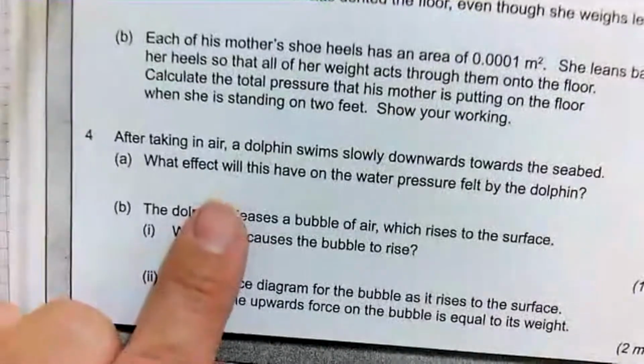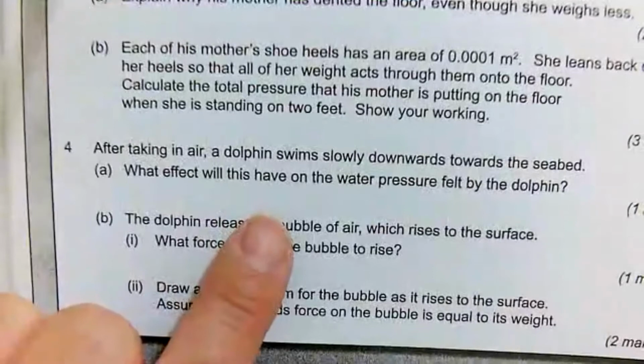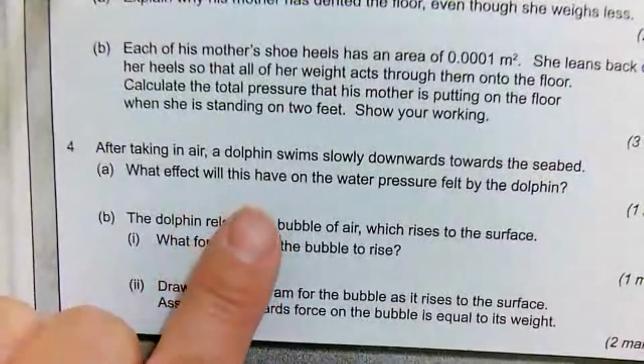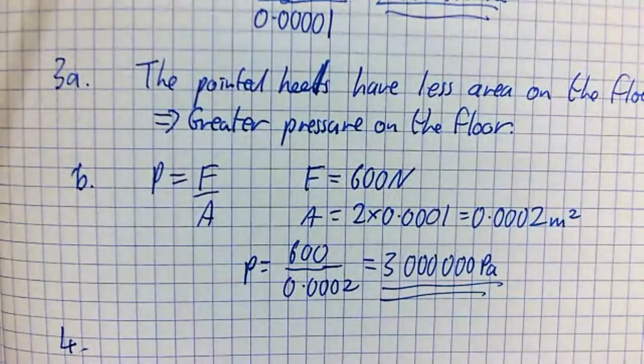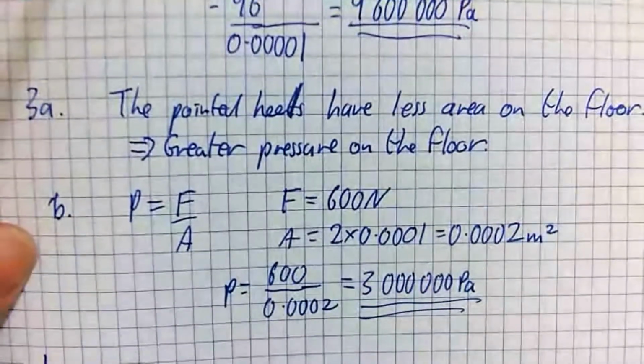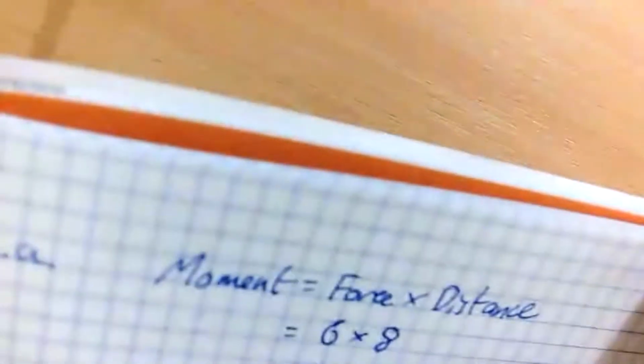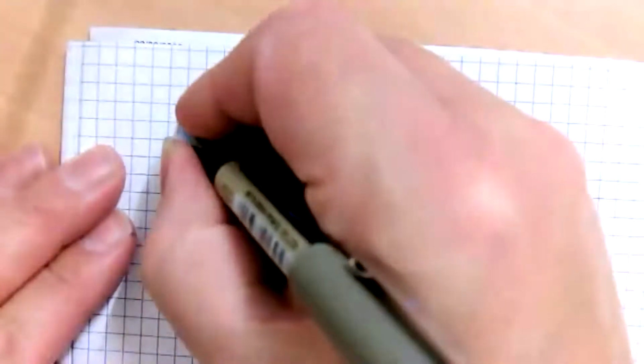It says that after taking in air, the dolphin swims slowly downwards towards the seabed. What effect will this have on the water pressure felt by the dolphin? Remember that when you go down under any fluid, be it water or air, the further down you are, the height of the fluid above you is going to result in increased pressure.